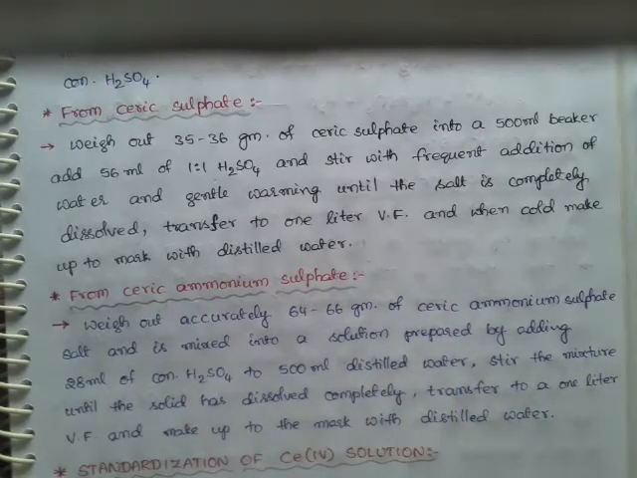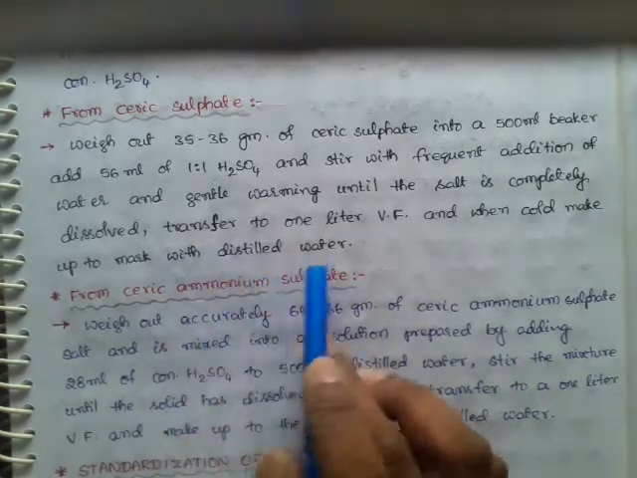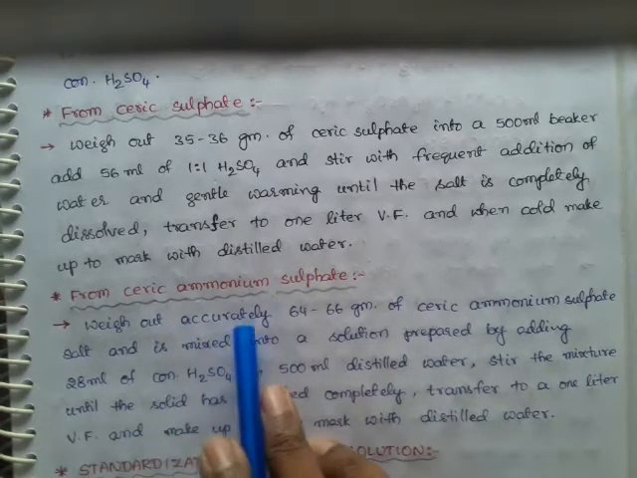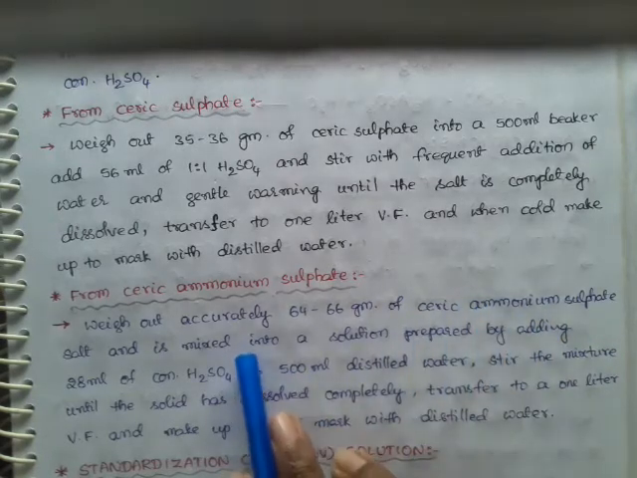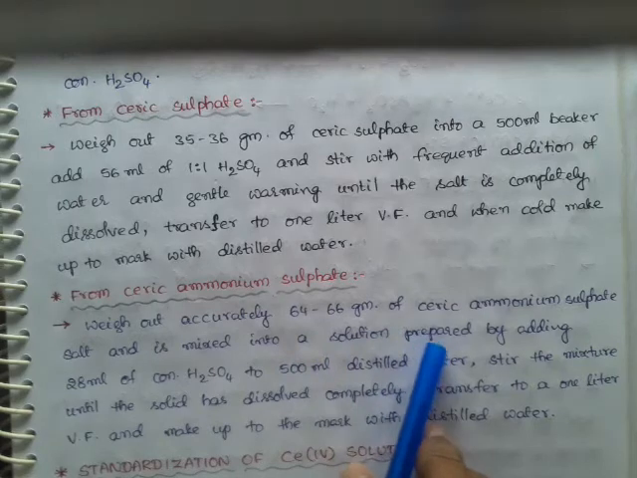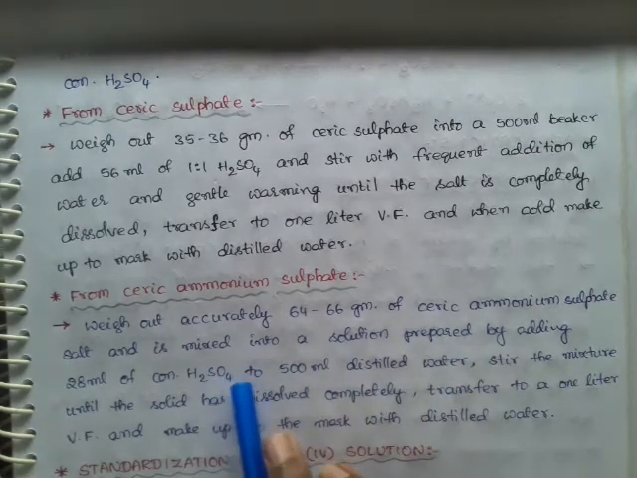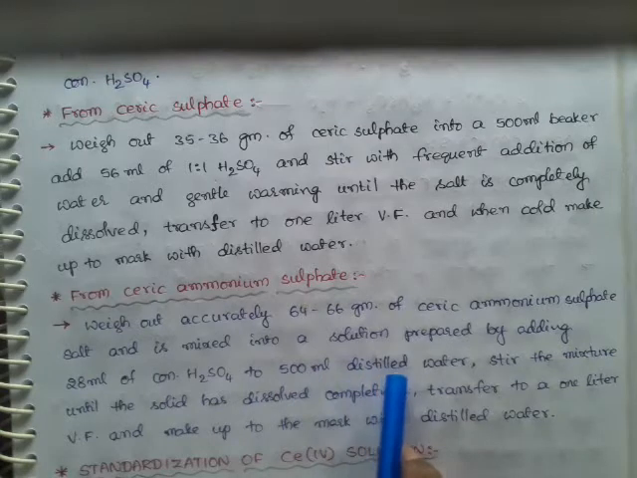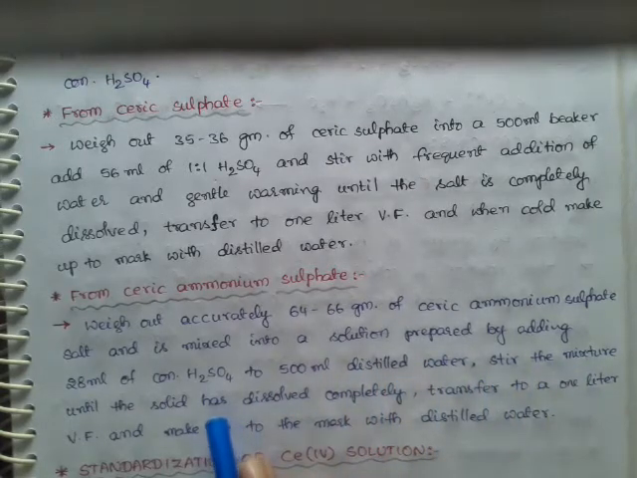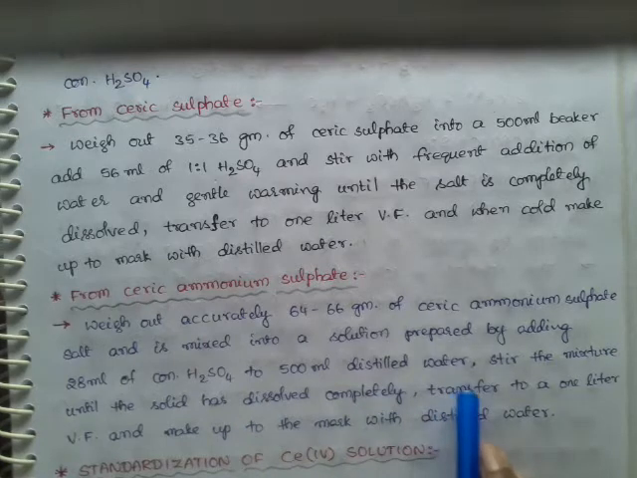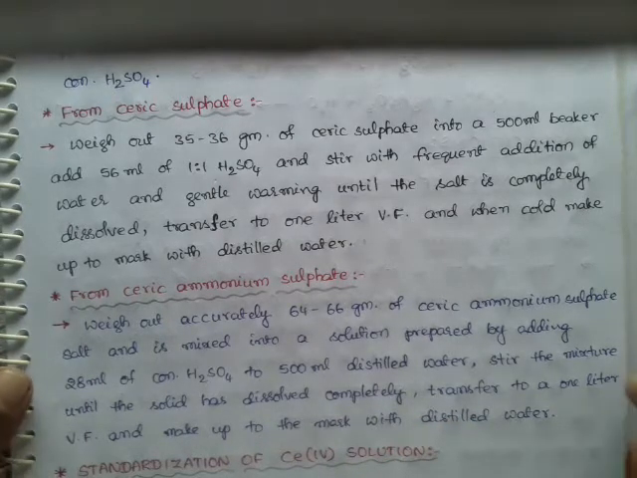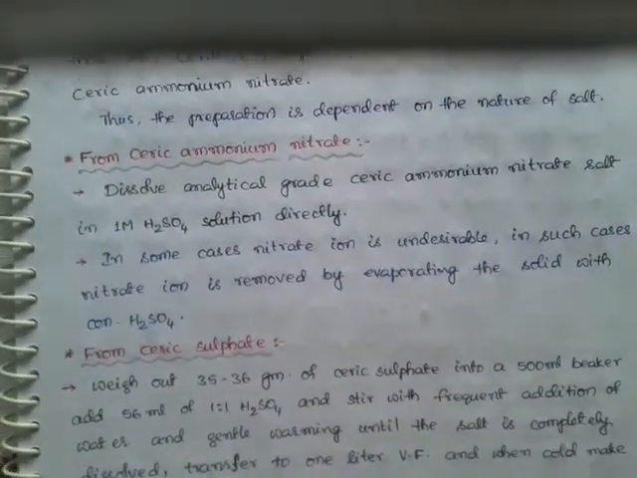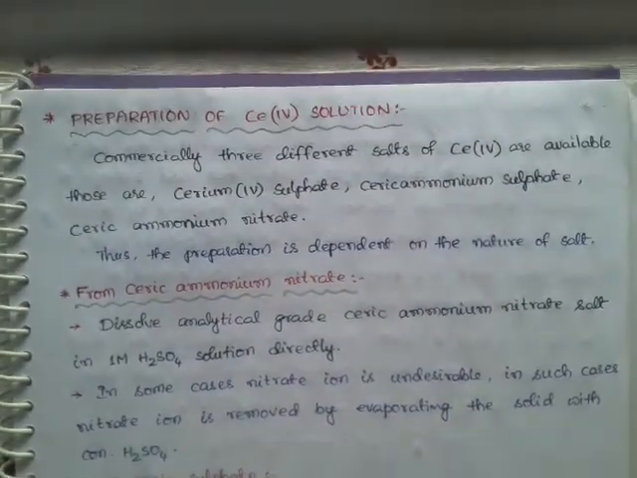Next, preparation of cerium 4 solution from ceric ammonium sulfate. Here weigh out accurately 64 to 66 gram of ceric ammonium sulfate, and mix it in a solution prepared by adding 28 ml of concentrated H2SO4 and 500 ml distilled water. Stir the mixture until the solid has dissolved completely. Then transfer to a 1 liter volumetric flask and make up to the mark with distilled water. So simple procedures are there to prepare cerium 4 sulfate solutions or cerium 4 solutions.